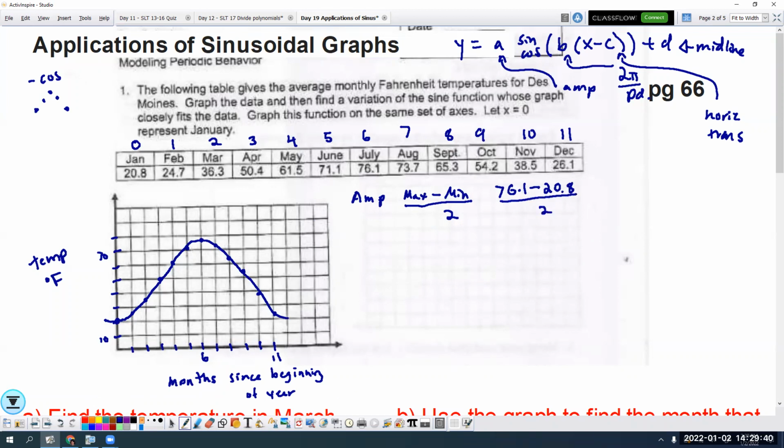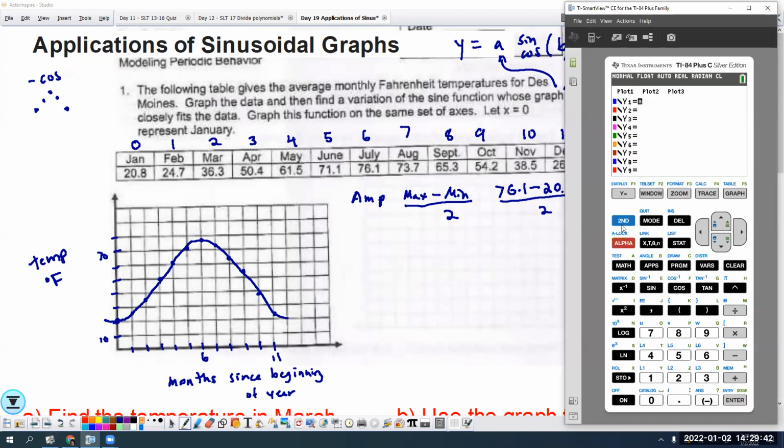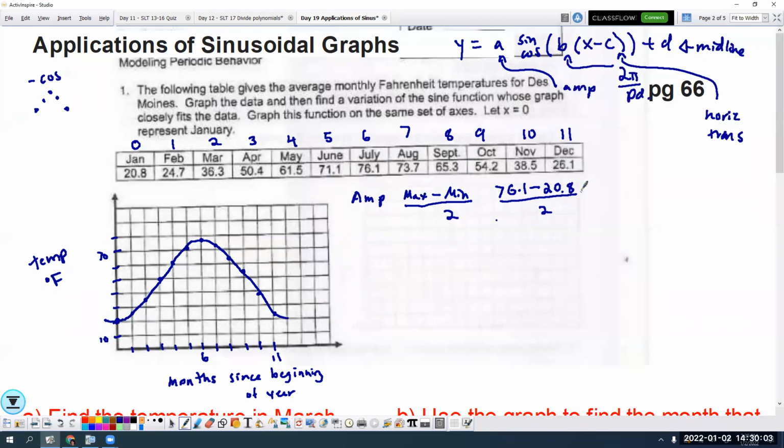I'm going to grab my calculator. And I'm going to go 76.1 minus 20.8 divided by 2. And so my amplitude is going to be 27.65. And I'm going to leave it like that. I'm not going to round it because that's good the way it is. Okay, so that's how I find the amplitude.